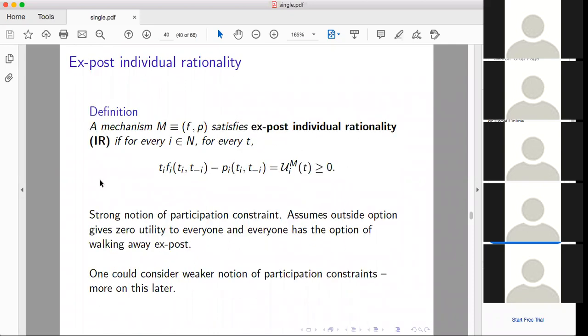Of course, this is a very strong notion of individual rationality. At the end of today's lecture, I'll also come to weaker notions of individual rationality.